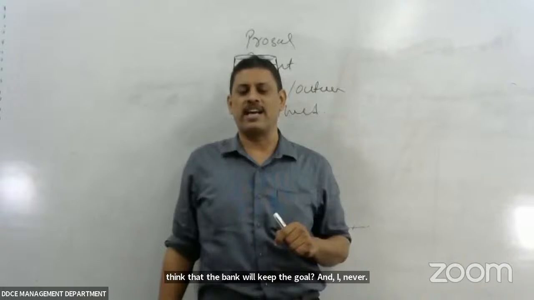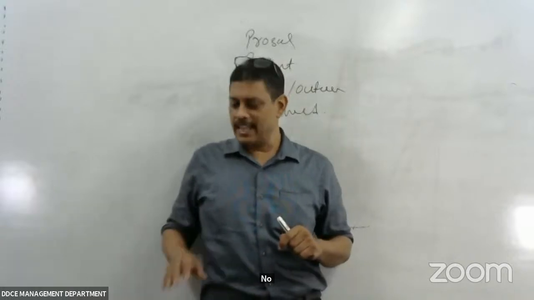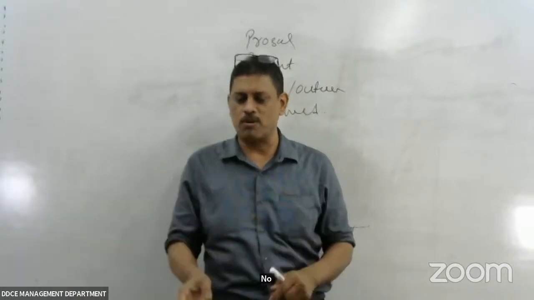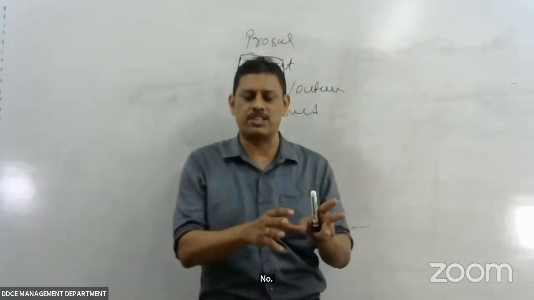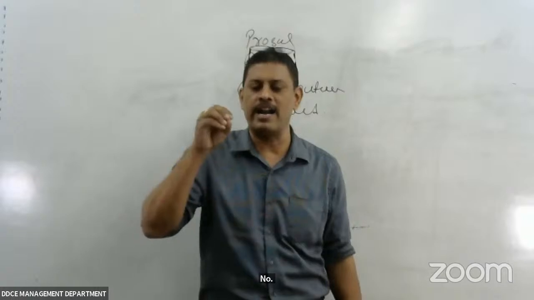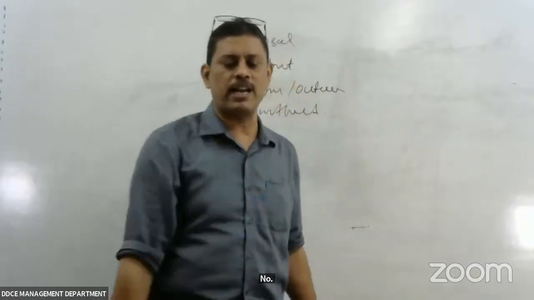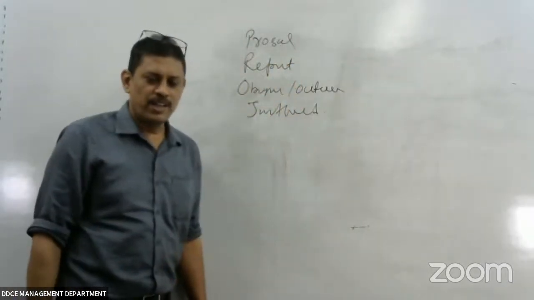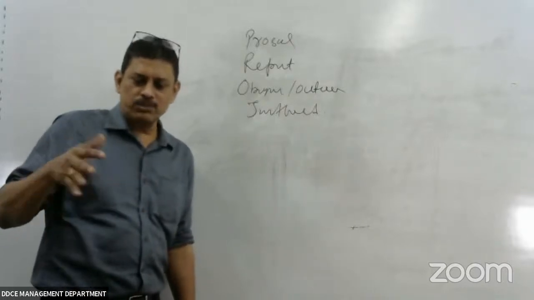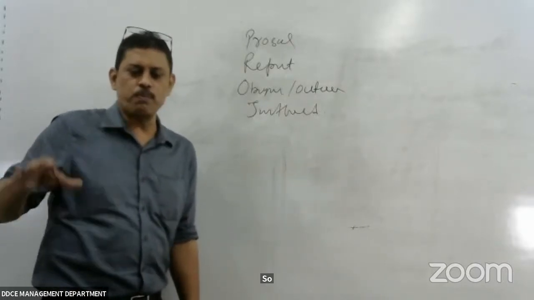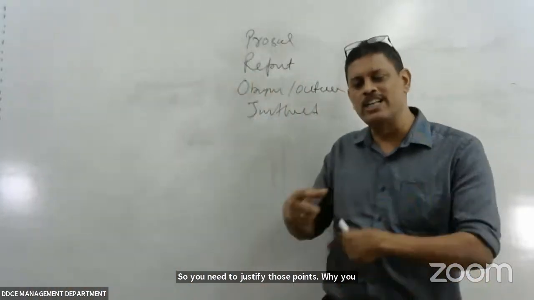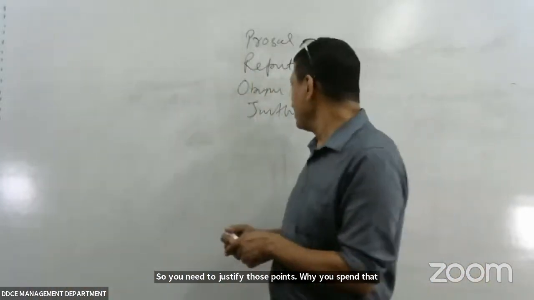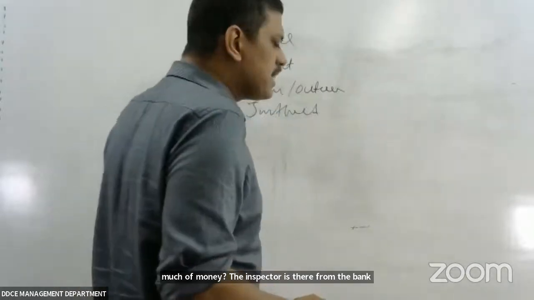Bank will monitor the activities. According to the construction period, bank will give 10%, then 20%, then 30%, then the remaining percent. At the time of handing over the key, bank will give the last amount. So you need to justify those points. Why will you spend that much money? The inspector from the bank side will go and inspect it, evaluate it, examine it.